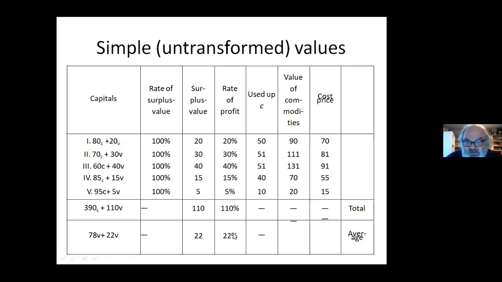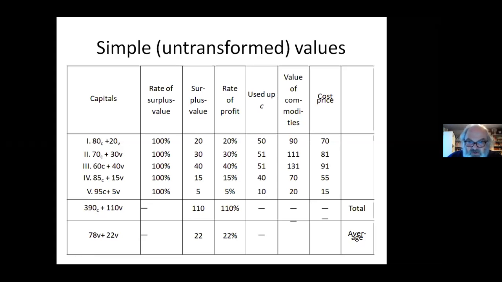Okay, so what we have is a different rate of profit by the different sectors. But if we aggregated the total surplus value, which is here, and divide that into the total capital advance, which is here, 110 over 500 gives us this 22%. And that's the averaged rate of profit across all the sectors.